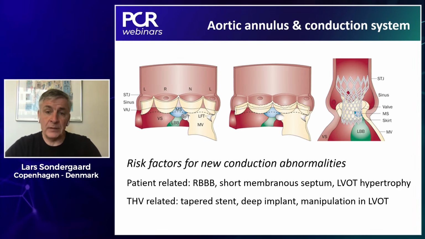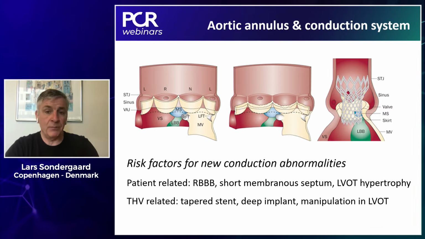And we also know what the issue here is. The issue is that we have quite close proximity between the aortic annulus and the conduction system. So if we define the aortic annulus as we do in TAVI as the hinge point, the bottom of these cusps, we can see the only thing which is actually separating the aortic annulus and the conduction system is the membranous septum located between the non- and the right coronary cusp. So the shorter the membranous septum is, and also if the patient had pre-existing right bundle branch block or left ventricular outflow tract hypertrophy, we know that these patients are at specific risk for conduction abnormality or need for a new permanent pacemaker after a TAVI procedure.